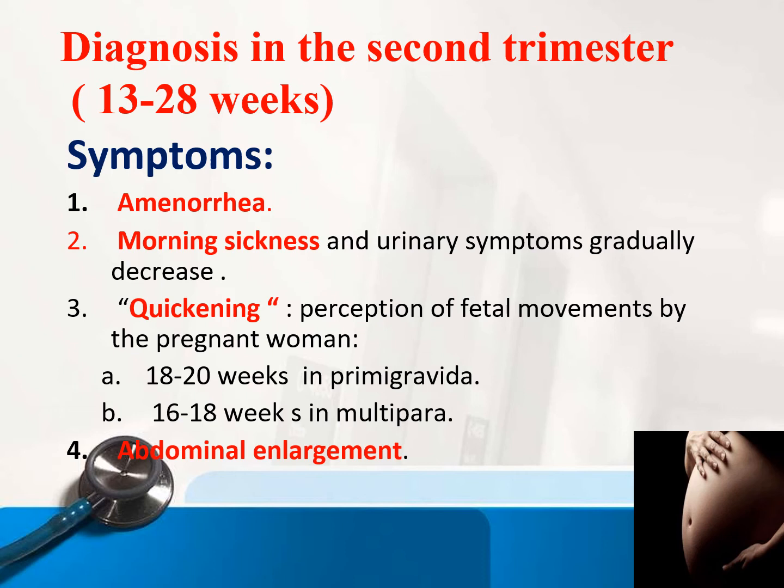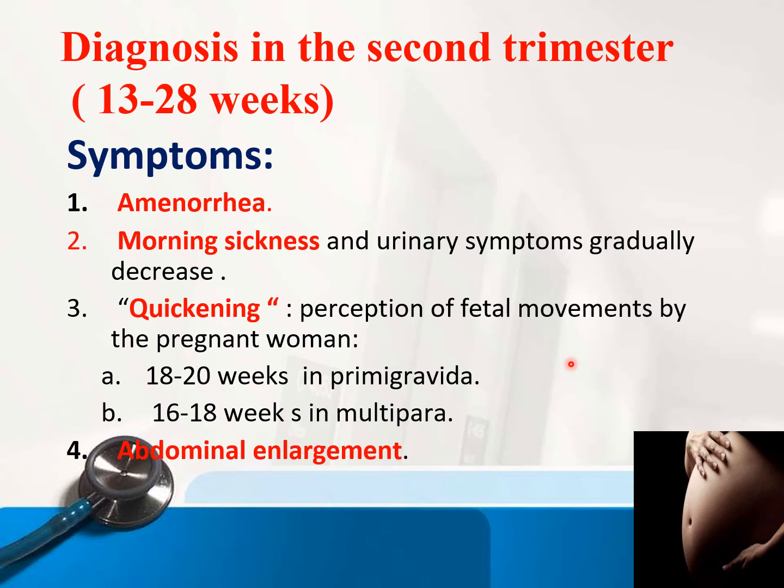The signs and symptoms during the first trimester include amenorrhea, that is absence of menstruation, and morning sickness. Sometimes the early morning sickness and vomiting may persist even in the second trimester. Another important thing is quickening. Quickening is the perception of fetal movements by the pregnant woman. That is the first fetal movement perceived by the mother. That is known as quickening.